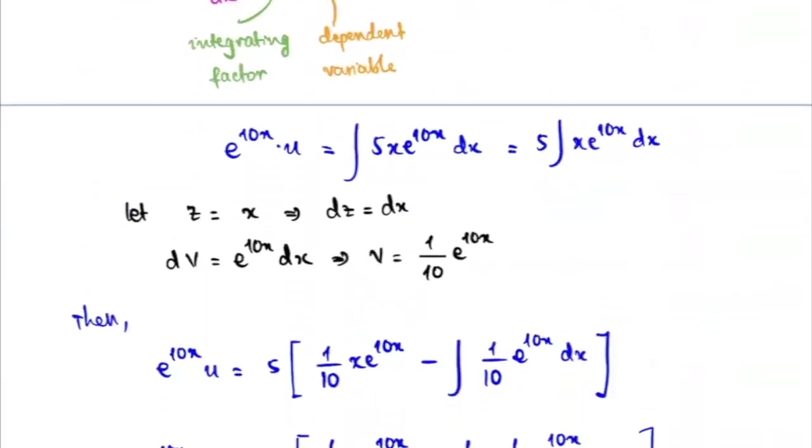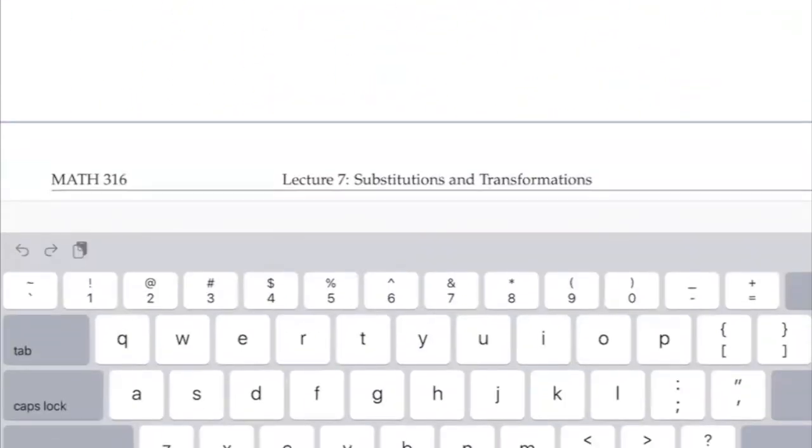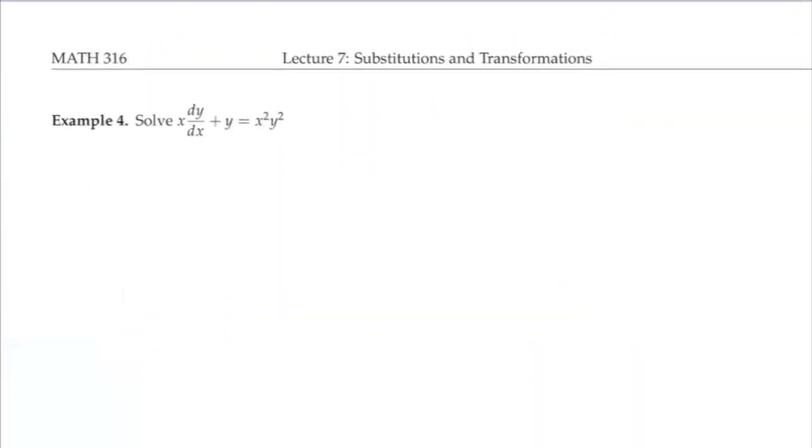Okay, now let me do the last problem here for substitution in transformations. Any questions? All right, so solve x times dy/dx plus y equal to x squared times y squared. Again, I want to bring up the Bernoulli equation, that is dy/dx plus p of x times y equal to q of x times y to the power n. You need to turn your differential equation into this form, with dy/dx multiplied by 1 only. So we still have x in front of dy/dx.